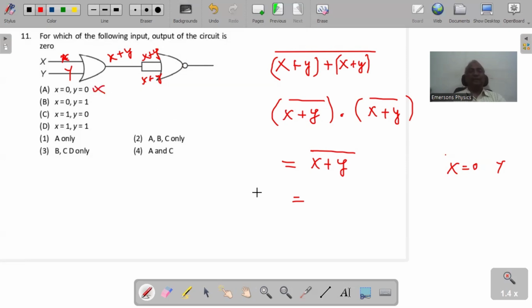But this is not possible. This is not possible. X is 0, 0 plus 1, complement is 0. This will give you 0. What about this? This also will give 0.